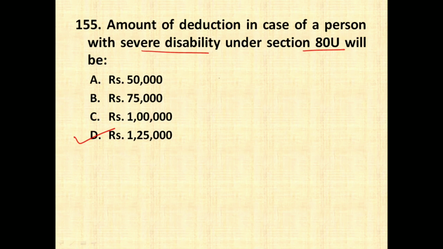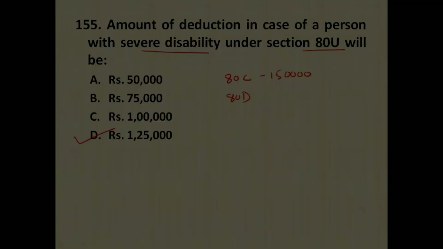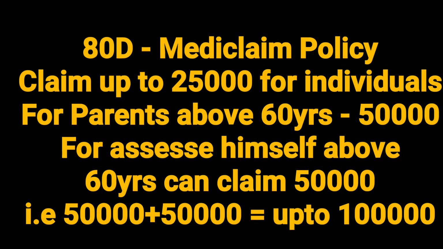So you have to remember some important deductions like 80C, in which you can claim maximum up to 1,50,000 rupees. Then 80D, which deals with mediclaim policy, you can claim up to rupees 25,000 for individual, and if you are claiming for your parents who are above 60 years of age, you can claim 50,000 rupees. If the assessee himself is more than 60 years, then maximum he can claim 50,000 for himself and 50,000 for his parent, that is rupees 1 lakh.